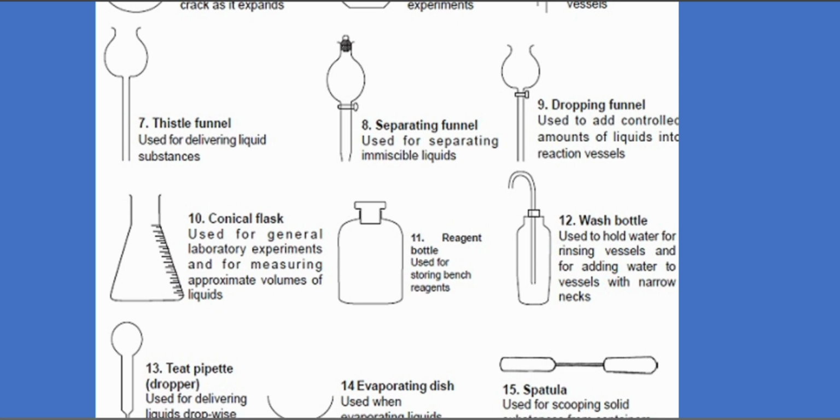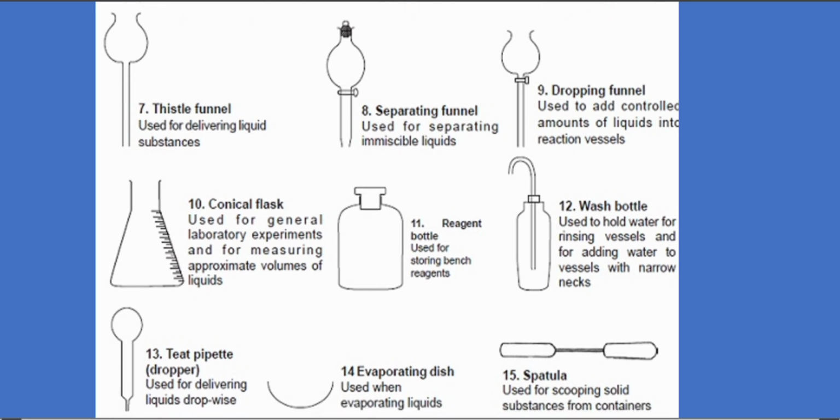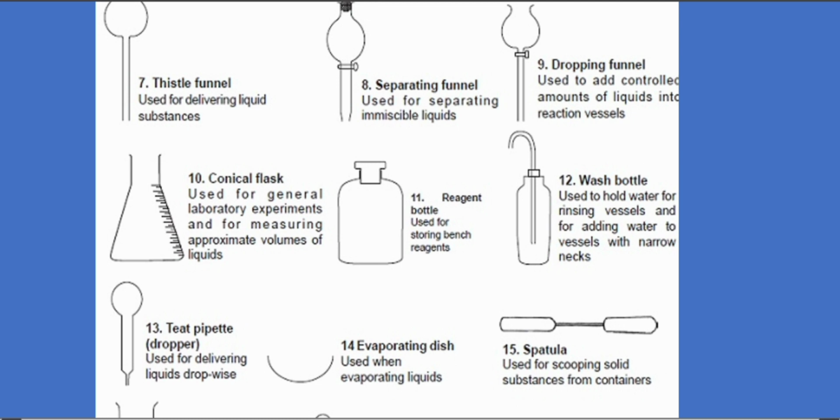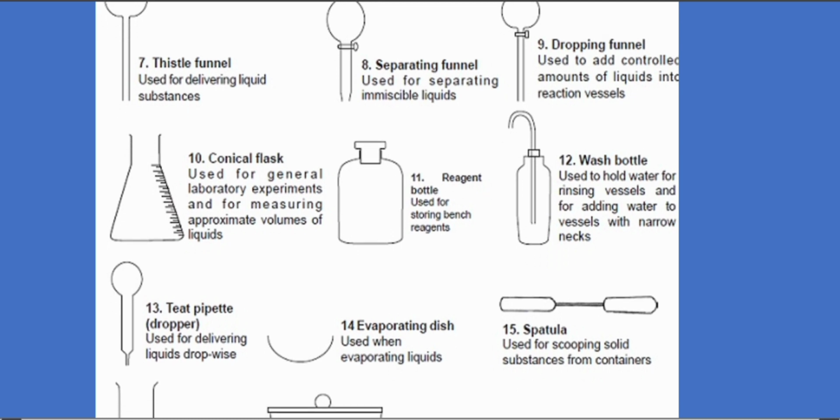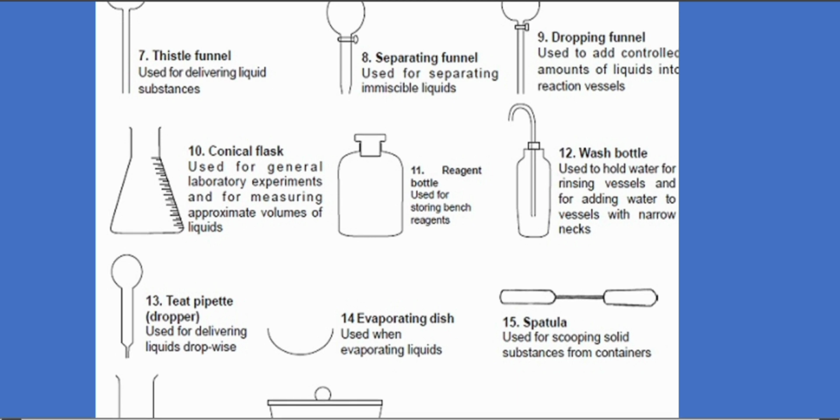Then you have wash bottles, used to hold water for rinsing vessels and for adding water to vessels with narrow necks. We have the teat pipette or dropper, used for delivering liquids dropwise. We have the evaporating dish, used for evaporating liquid. You have the spatula, used for scooping solid substances from containers.